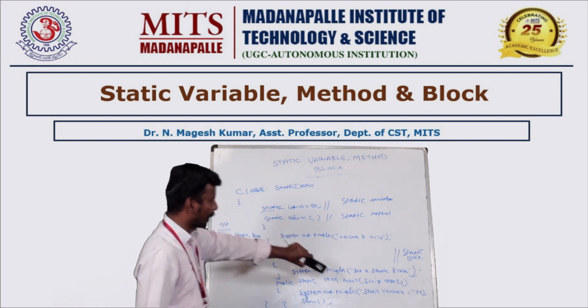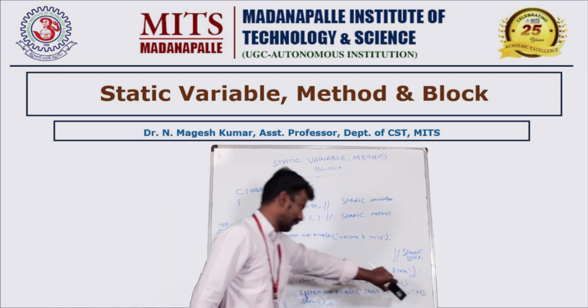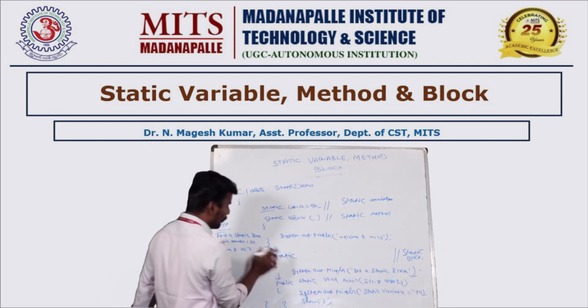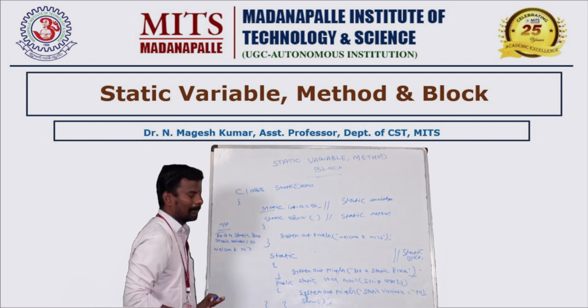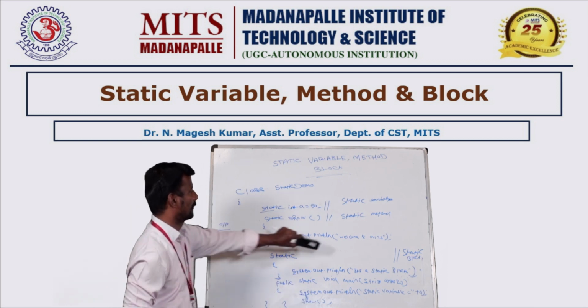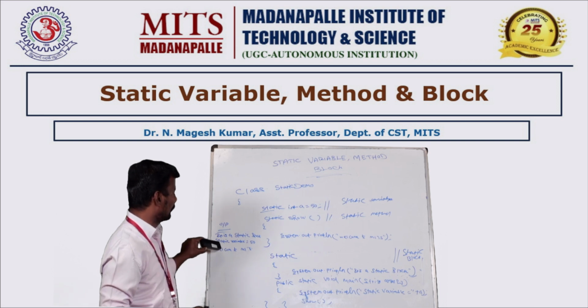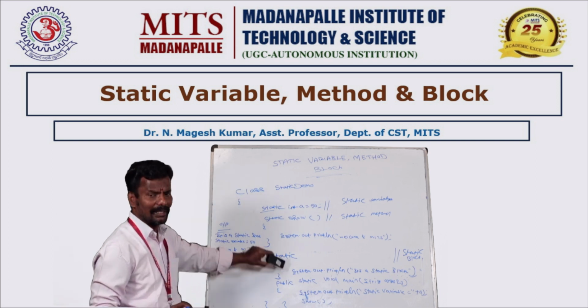After that we have to access the static variable. So static variable is equal to, we have to print that value, and then we have to call that static method directly. So that is welcome to MITS. Okay, so these are the outputs we are expecting when executing this program.